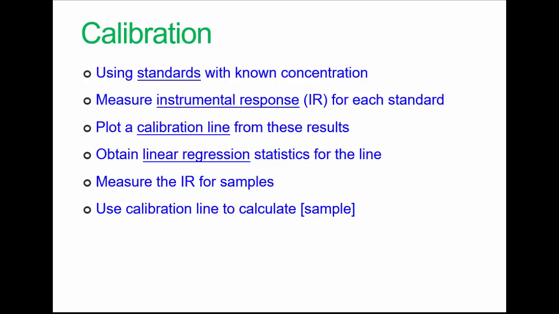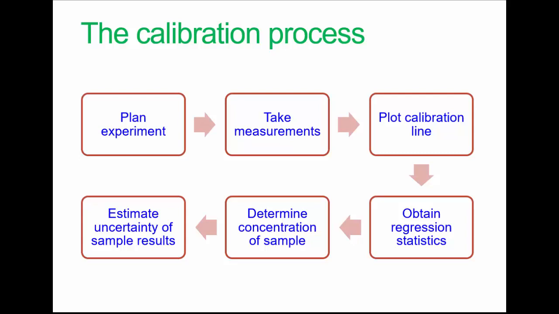We create a set of standards of known concentration. We measure a particular instrumental response. It might be by refractive index, might be using HPLC, infrared, UV detector. We plot a calibration line. We get the linear regression statistics, which is the equation of the line and perhaps the R-squared value. And then we measure the instrument response for any samples and use the calibration line to calculate the concentration of the analyte of interest in the sample. If you remember, anything you see in this context which has a square bracket around it means concentration of. So in this case, concentration of sample. Okay, it's a calibration process.